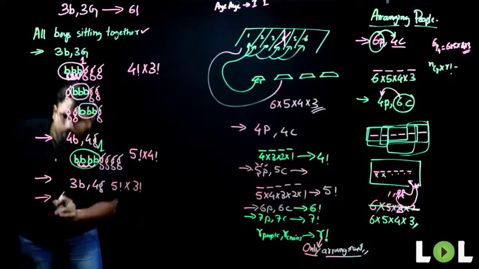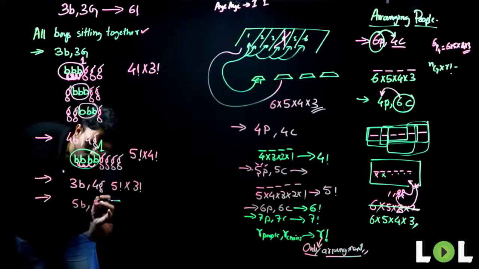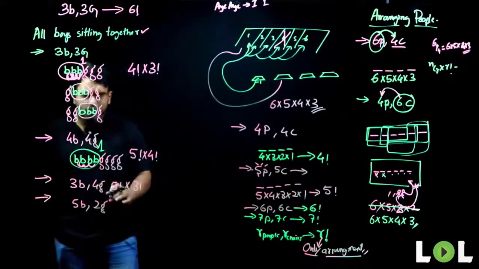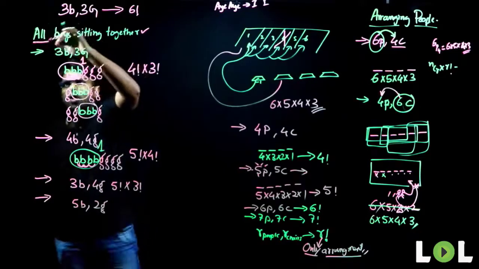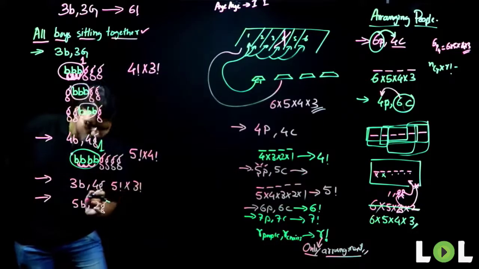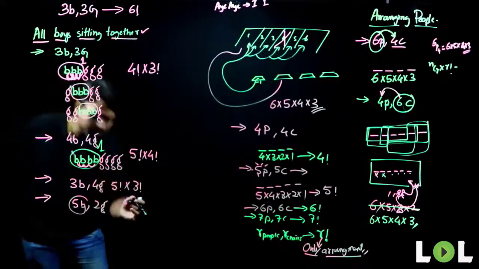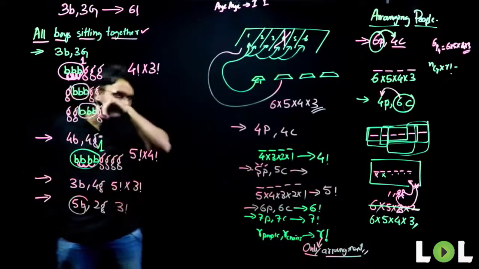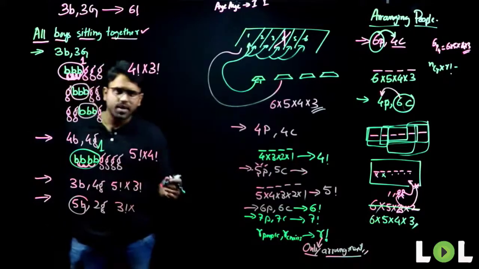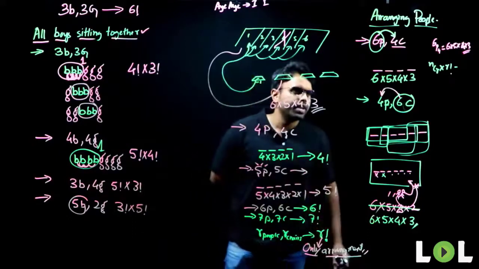Now if I change it a little bit more, if I say there are 5 boys and 2 girls, in how many different ways can 5 boys and 2 girls be arranged such that all boys are sitting together? So what will I do? Boys are supposed to be considered as a single unit. There are 2 girls, so 3 people. 3 people can be arranged in how many different ways? 3 factorial ways. Now, these 5 boys can rearrange among themselves in how many different ways? 5 factorial ways.